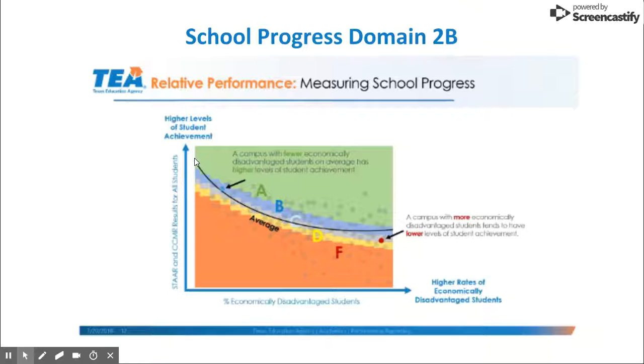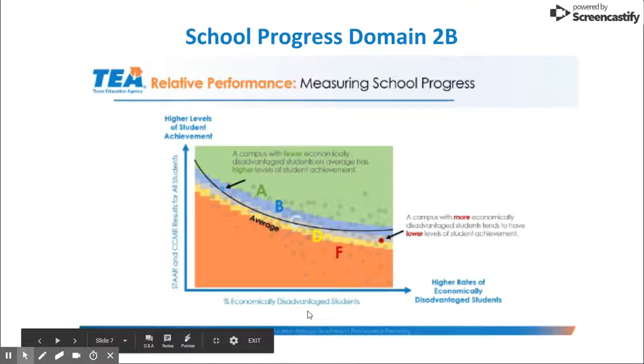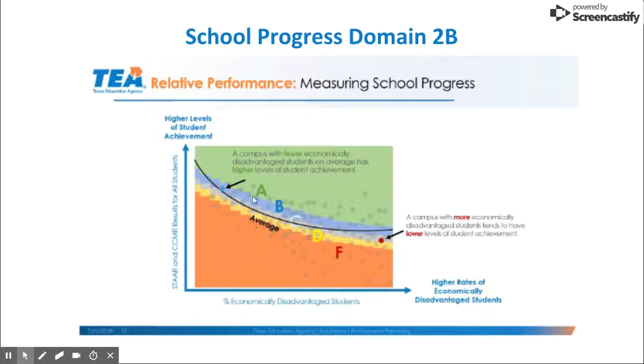The second form of school progress is relative performance. Basically, they take the percentage of economically disadvantaged students and compare that against the STAAR results. And there's a trend line. So for example, Atascocita Middle School has about 30% economically disadvantaged students. On average, schools with 30% economic disadvantage would fall in this area. The average school would have a certain STAAR score in this area.